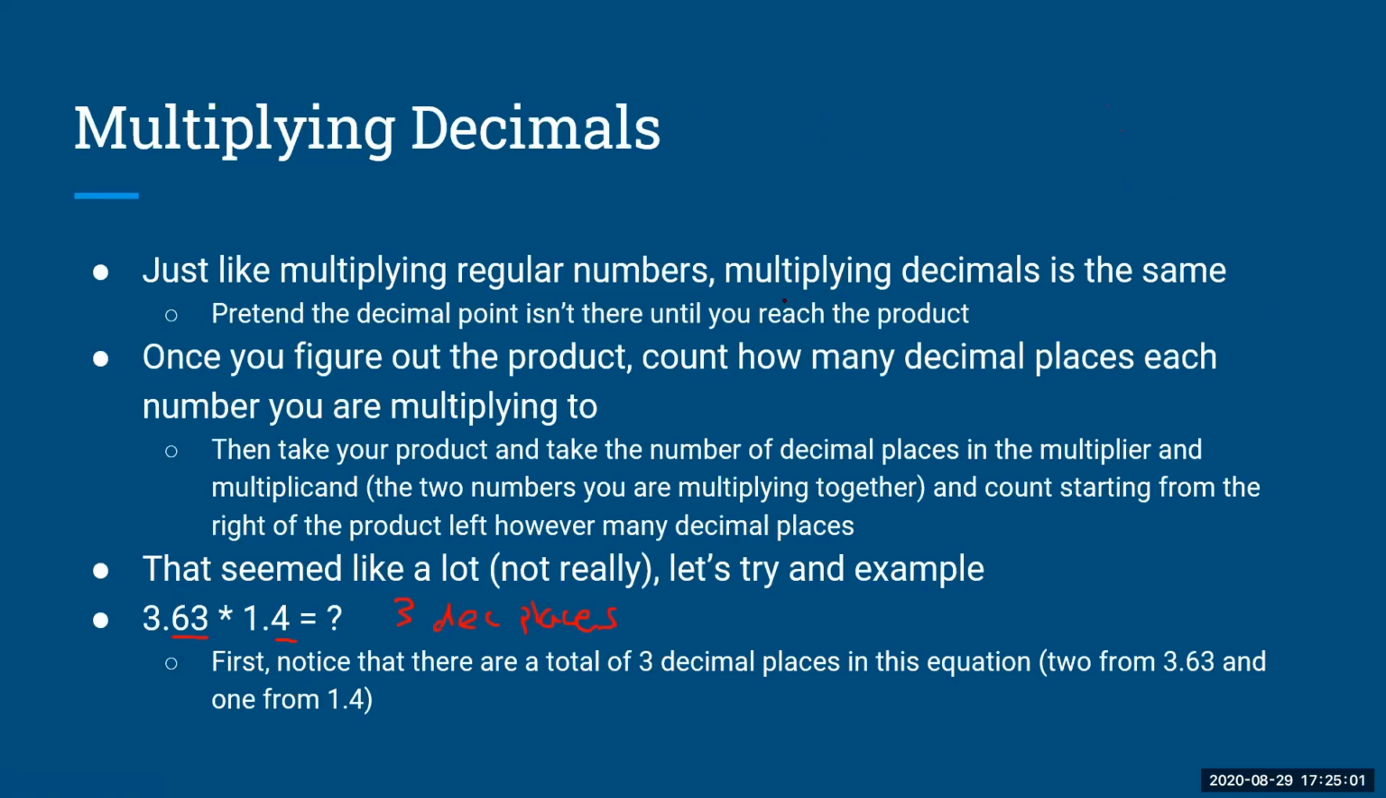So it's like the same thing as multiplying integers. Honestly, it's really the same thing. So there's 2 decimal points. How to do it? I'm explaining it right now. So there's 2 decimal points in 3.63. There's 1 decimal point in 1.4. So there's a total of 3 decimal places. Keep the 3 decimal places in your head.